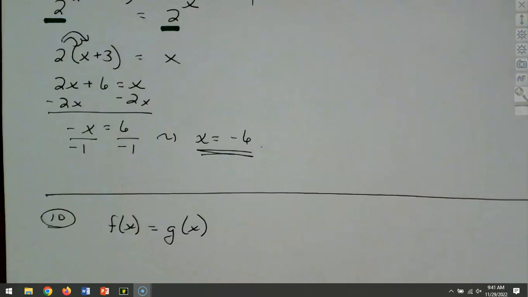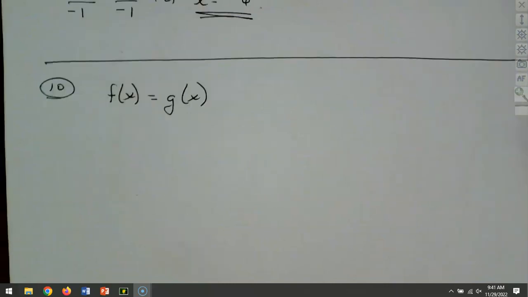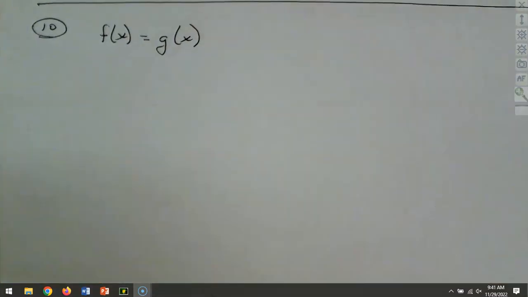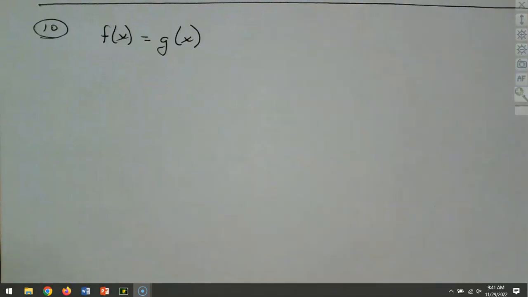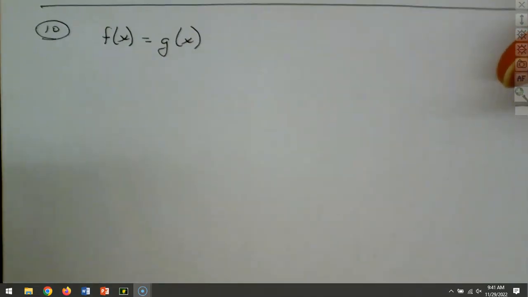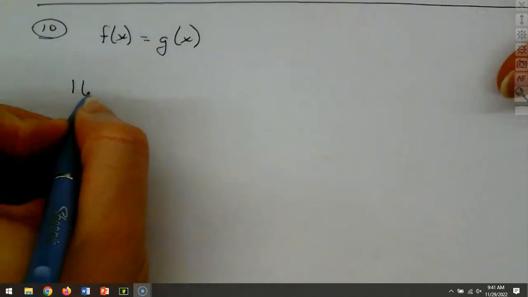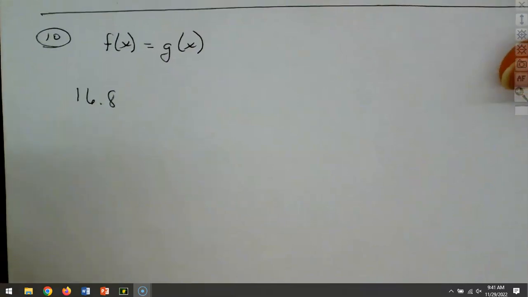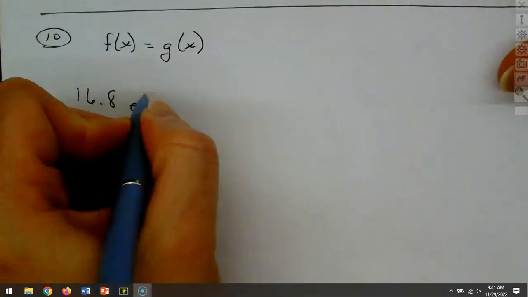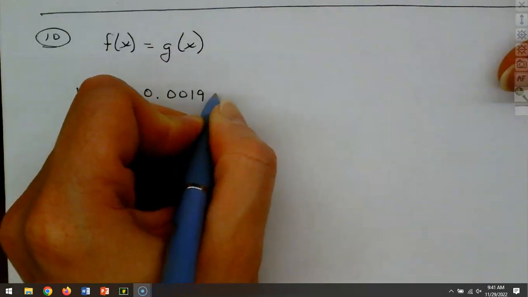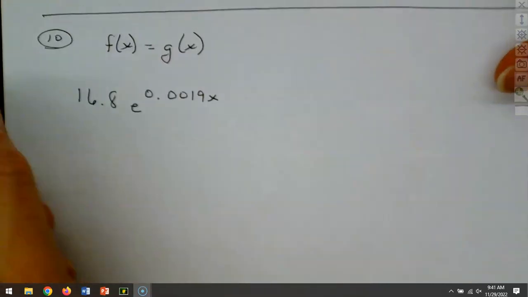Question 10. We want these populations to be the same. They're exponentials, and we're going to have to determine how we get rid of these exponentials. So we want f of x to be equal to g of x. My f of x is 16.8 e to the 0.0019 x power. So that is your f of x.